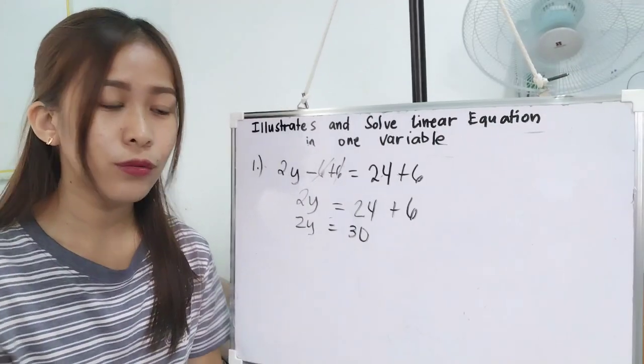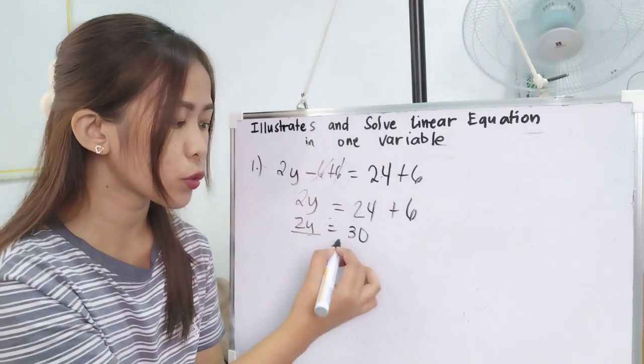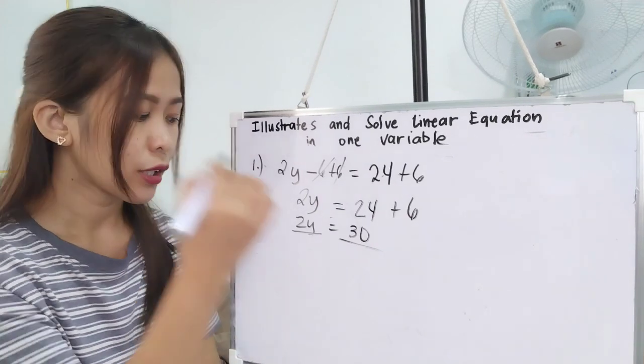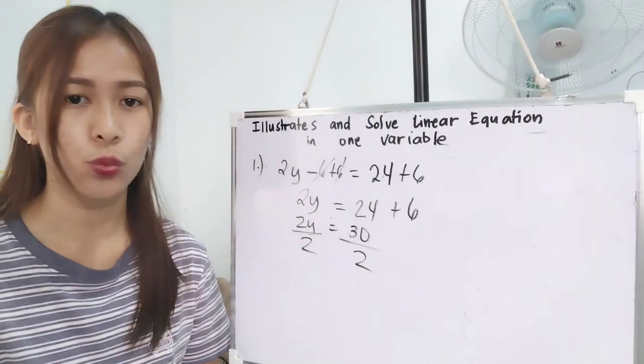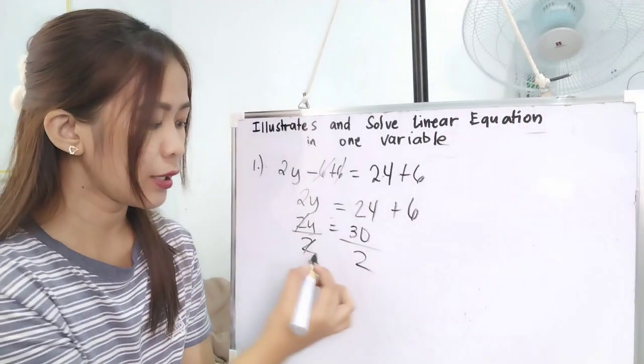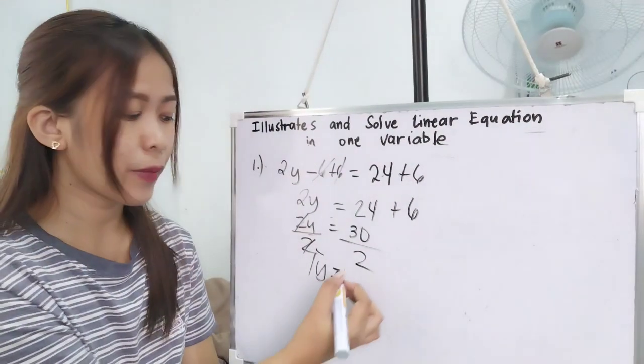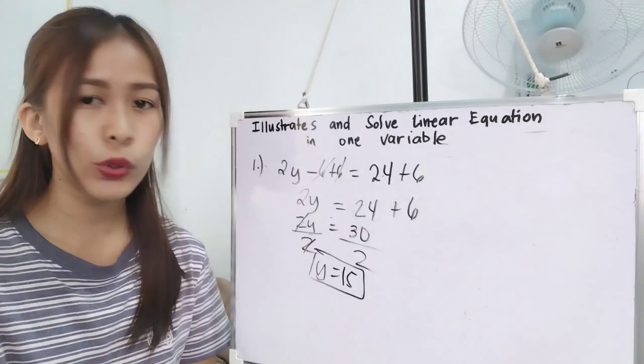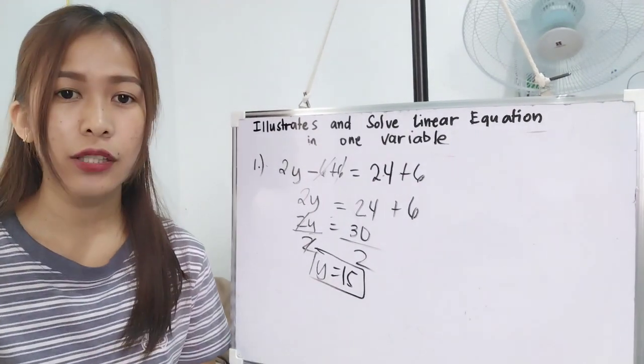And how are we going to do that? Of course, divide both sides by what are we going to eliminate? Dahil si 2 nga yun, therefore, divide yan sa 2. Alright? And then, cancel. y is equal to 30 divided by 2, that is 15. Alright, therefore, our solution is equal to 15.